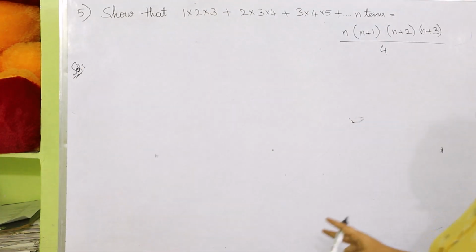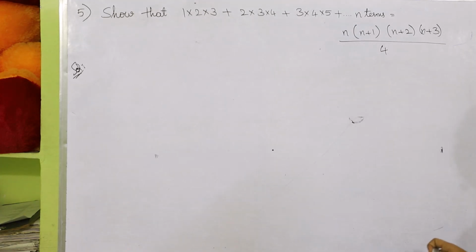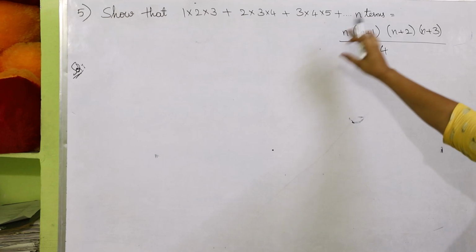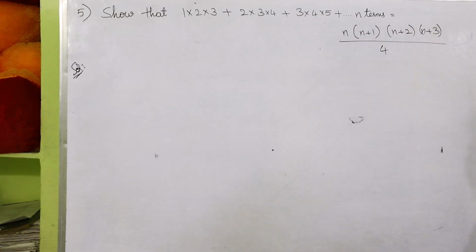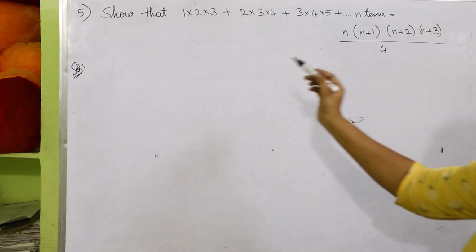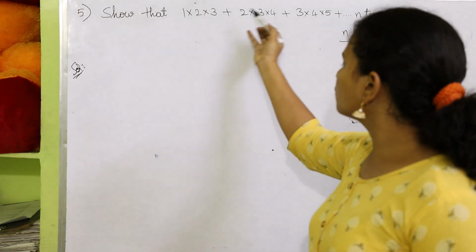Okay, here guys, 1 into 2 into 3. Here they have given what? Till n terms. It ends till n terms. We don't know the n term value. Now here we must do what? What should we do? They have given this progression like 1 into 2 into 3, 2 into 3 into 4.